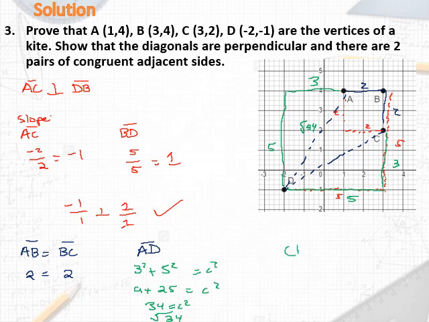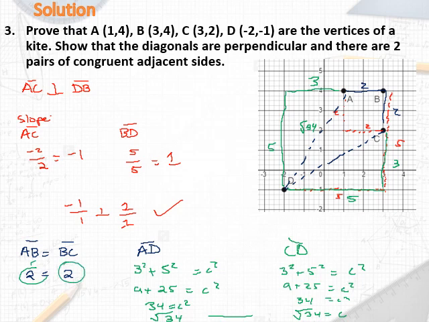so we should be able to go with the exact same thing. So CD, 3 squared plus 5 squared, so 9 plus 25, 34, and root 34 is equal to C. So we got the matching sides and matching sides, so we got it. Adjacent sides congruent. And diagonals perpendicular. Done.